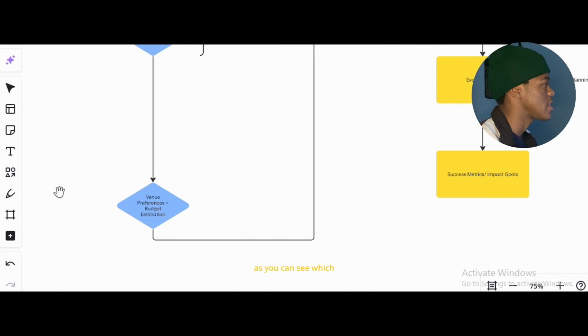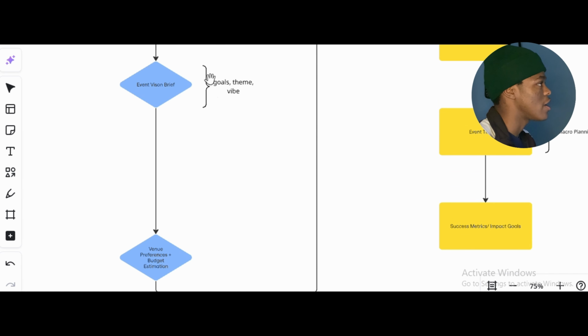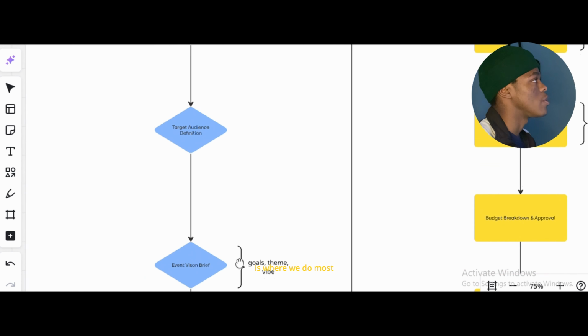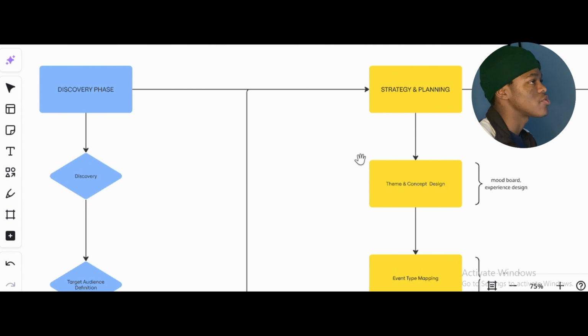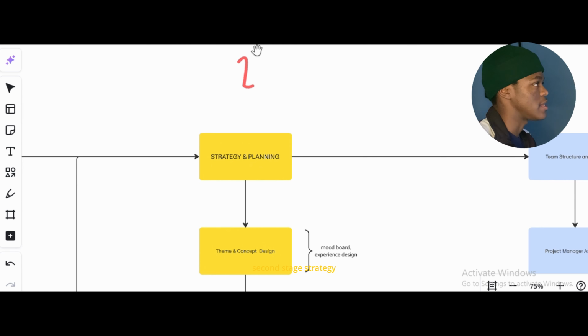And in the last stage, which is venue, preferences, and budget, we define where we are going to hold the event and what budget we are working under. We set a budget, we set a goal, we set a venue, we set our targets, our vibes, our themes. Basically, the discovery phase is where we do most of the planning. And then we get to strategy, which is the second stage, strategy and planning.